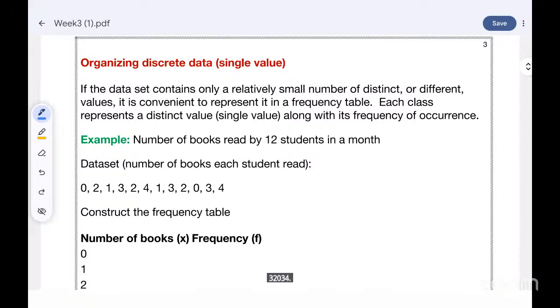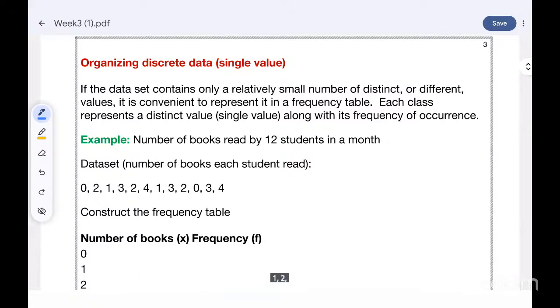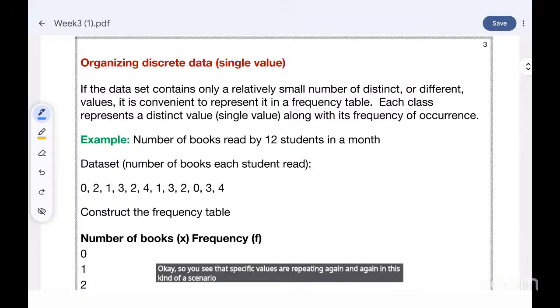So what you see is that only a few numbers are repeating again and again. What are the numbers which are repeating again and again? 0, 1, 2, 3, and 4. So you see that specific values are repeating again and again. In this kind of scenario, we can easily represent the given data using a frequency table.